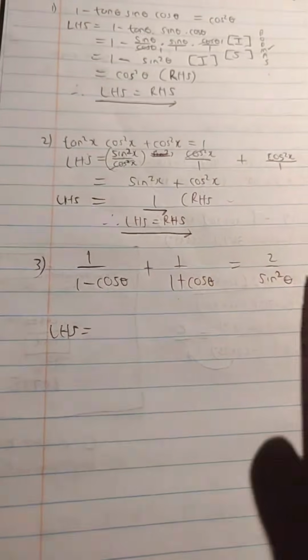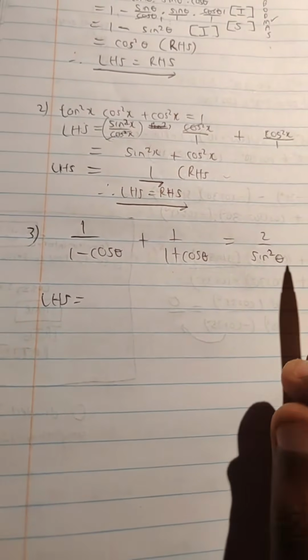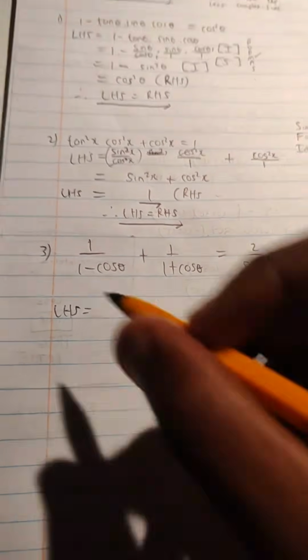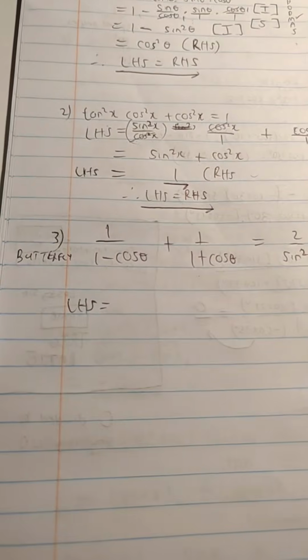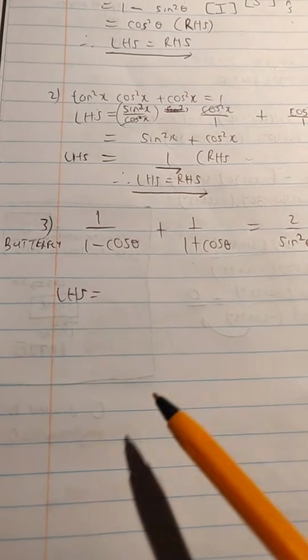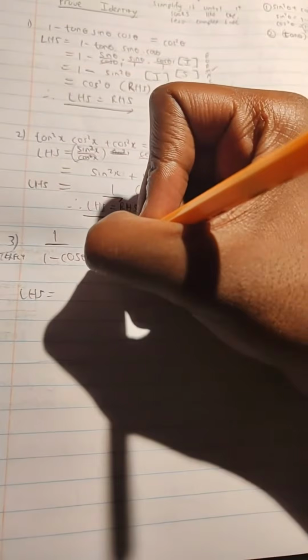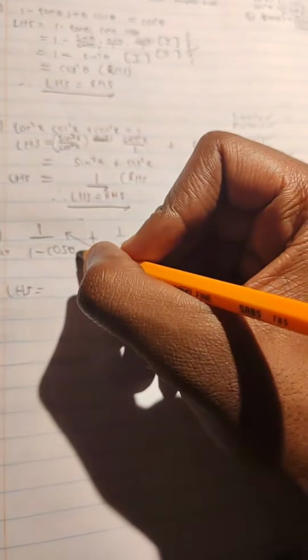We have the addition of two fractions. Guys, with the addition of two fractions, you can play the butterfly rule. If it's two fractions, butterfly. But if it was more than two fractions, you just go ahead and use the LCD route. You find the LCD and so forth. But guys, if it's two fractions, butterfly is easy, man.